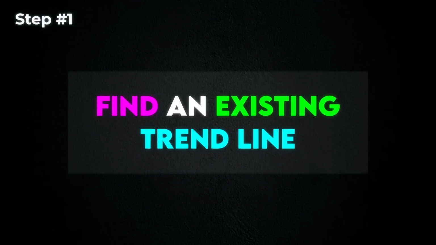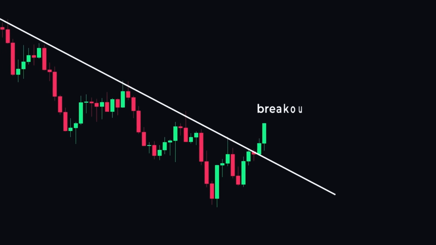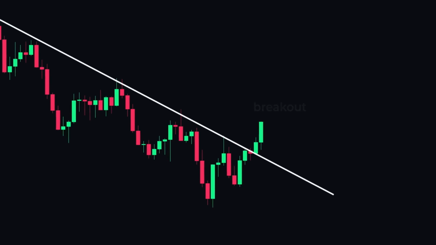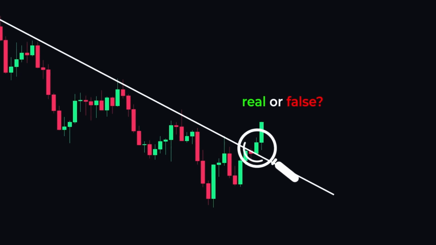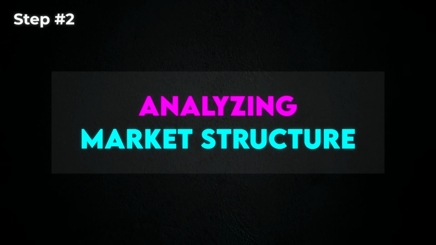The first step of this strategy is to find a trend line. And in this chart, we can see that price is in a downtrend. And we have swing points right here that we can connect to draw a trend line. We wait for price to break out of that trend line. In order to know whether this breakout is likely a real breakout or a false breakout, we need to look for signs that the downtrend is getting weaker. And the way I do that is by analyzing market structure.